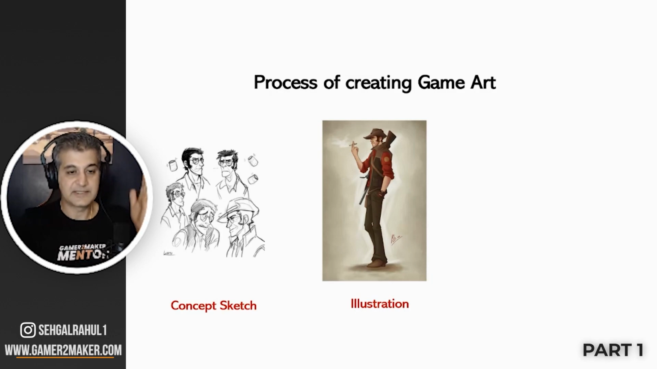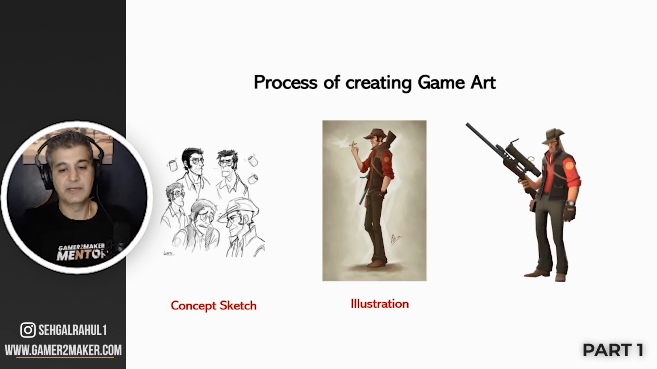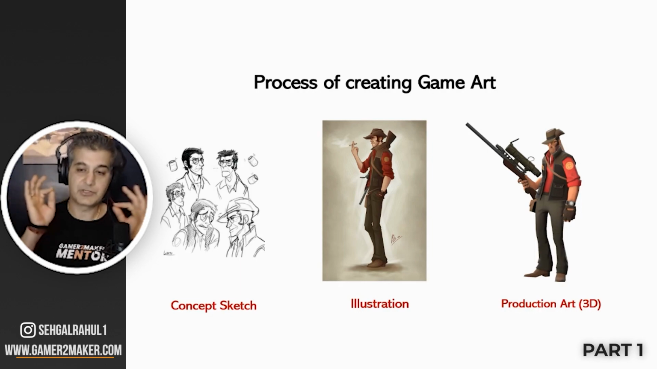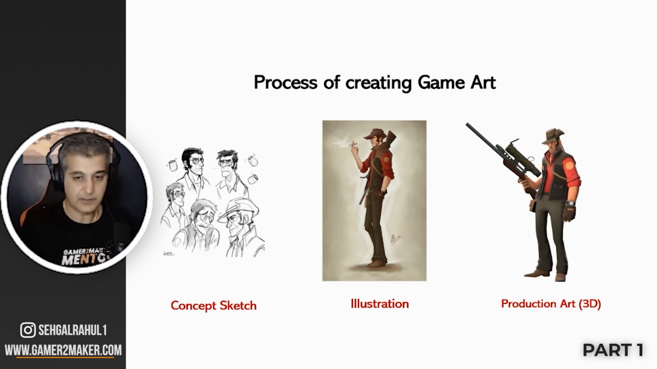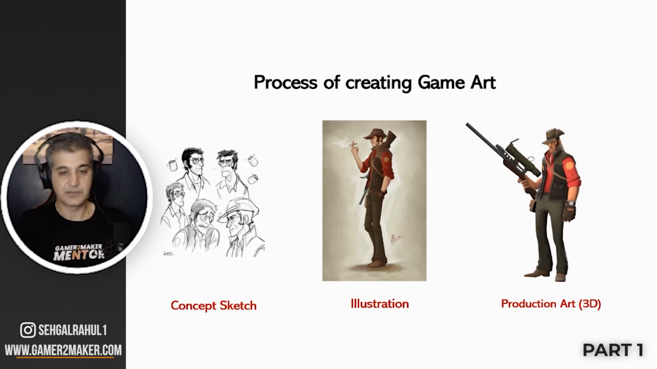This is the sniper from TF2. And if anyone got that right, congratulations. This is a sniper character from TF2. You go from concept sketch to illustration, and then from illustration, you go to something called production art. So, this is actually a 3D character in the game, and this is the process: first sketch, then illustration, and then production art. So generally, this is the pipeline. I'm just showing you a very rough idea of the pipeline of game art, but this is the process. No one just gets straight into production art in the professional game industry. You first start with a concept sketch.